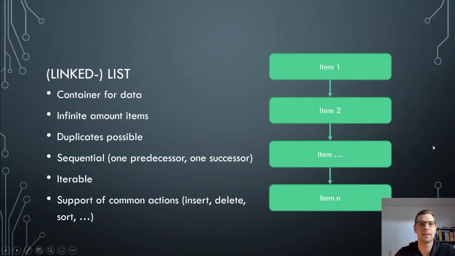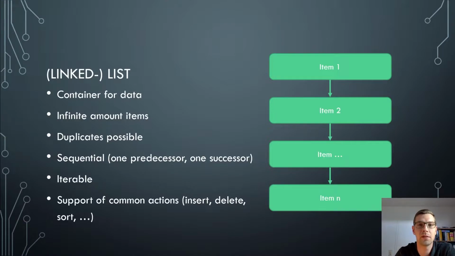Well, a linked list is a container for data that can store an infinite amount of elements. And important, duplicates are possible, contrary to a set, for example, where you don't have duplicates. It is a sequential data structure where you always have a predecessor and a successor, apart from the initial element and the last element. And it has one important property, and that is that it is iterable.